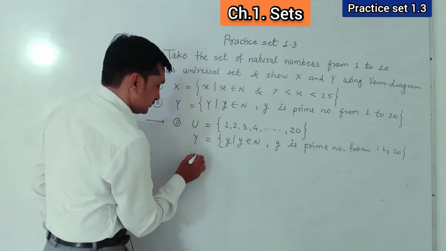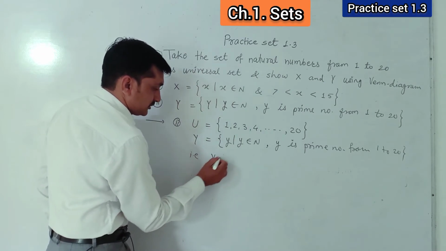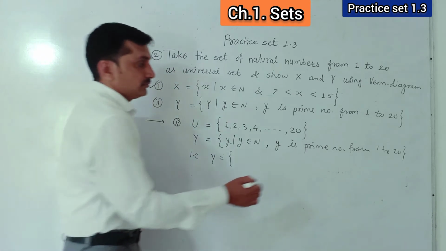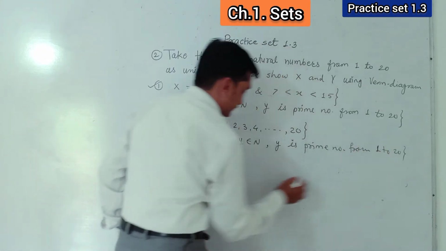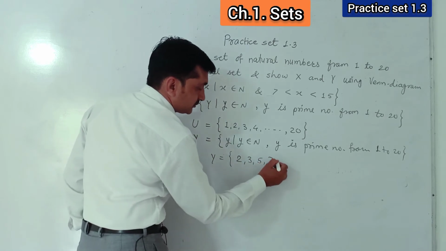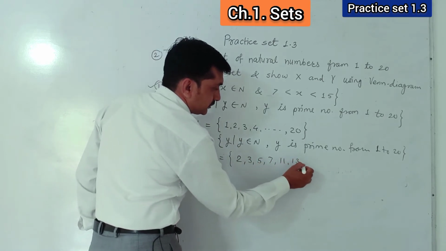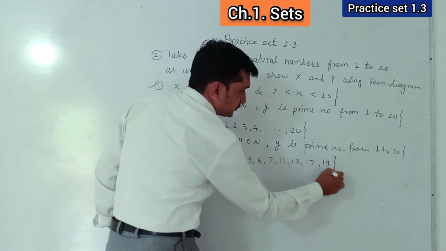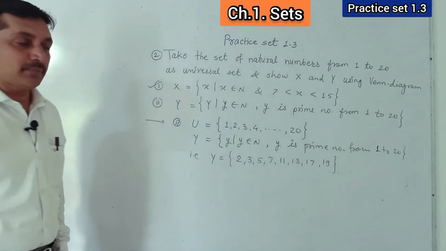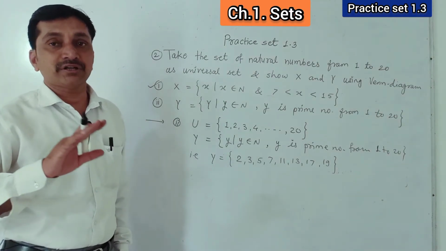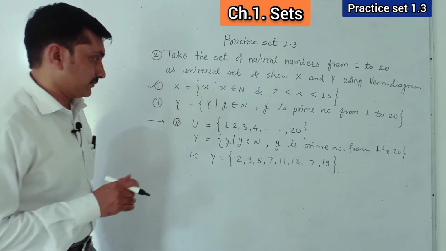That is the listing method. Write all primes from 1 to 20: 2, 3, 5, 7, 11, 13, 17, 19. These are primes. A prime number means a number divisible only by itself and 1. It does not have any other factor.